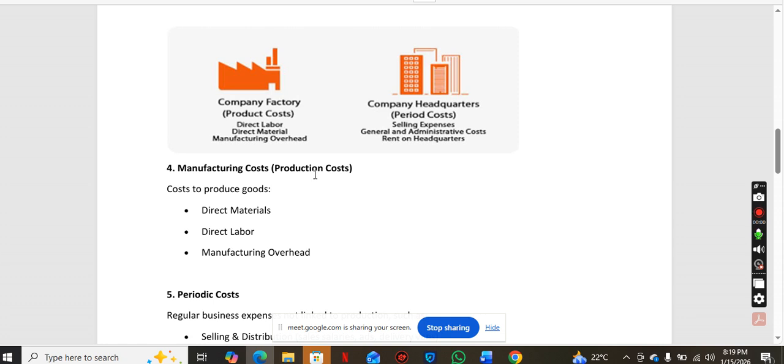Some of the production costs, again, you see direct materials, direct labor, and any manufacturing overheads. The manufacturing overheads can be the factory rent, the salaries of the cleaners.